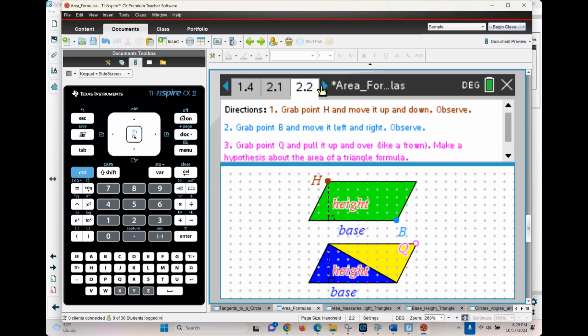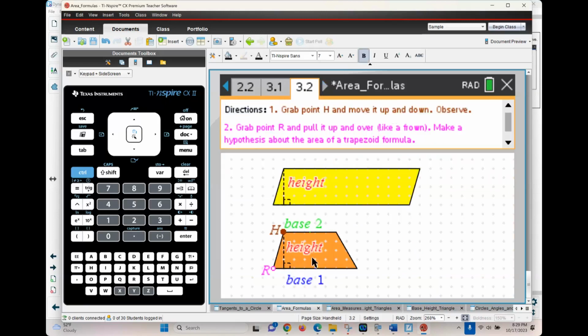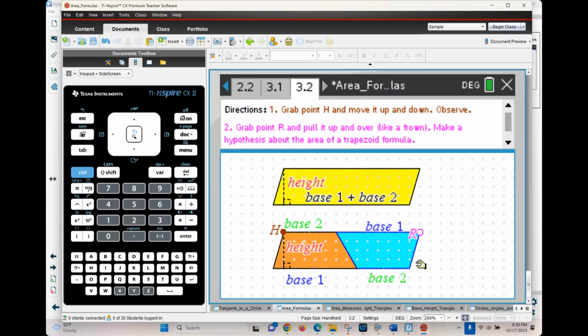All right, last one is trapezoid. Okay. And here we have a trapezoid and a parallelogram that have the same height. They do not have the same base. But this one, watch this one. I'm going to grab point R and do that up and over again. And notice these two trapezoids make up the same area as this parallelogram. They have the same base 1 plus base 2, same height.